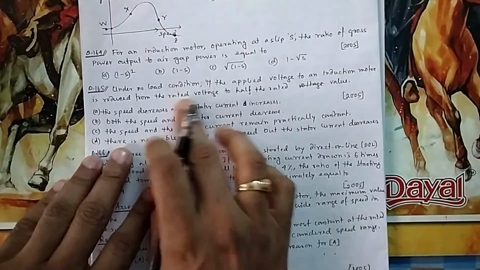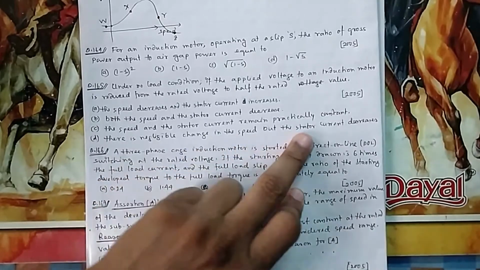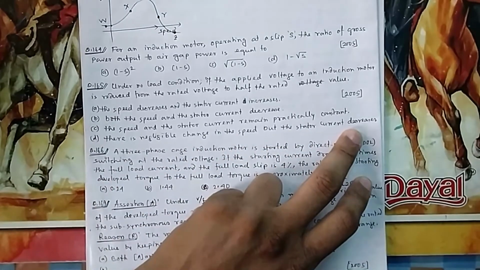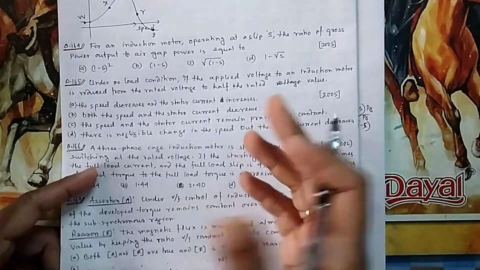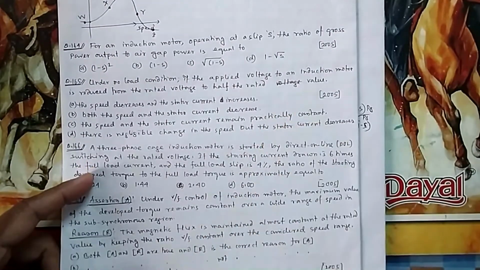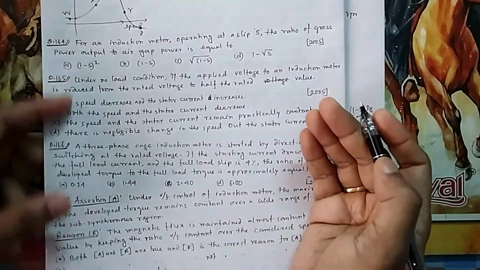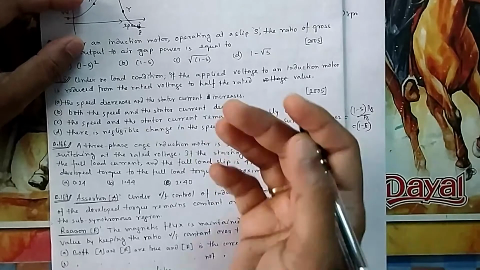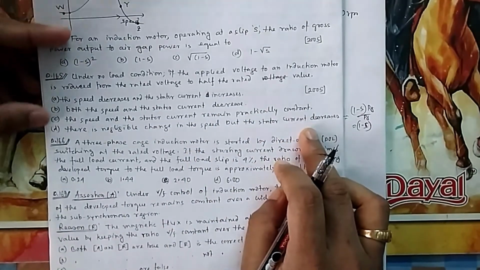But if you change the voltage to half in no load condition, there will be negligible change in speed, and current will decrease, because even at no load it is taking some current which is covering the no load losses. So if you reduce that, then you can think your iron loss will also get reduced, because that is directly proportional to V. So if it gets reduced, that means power is reducing, so it will take less current. So that's why option D.